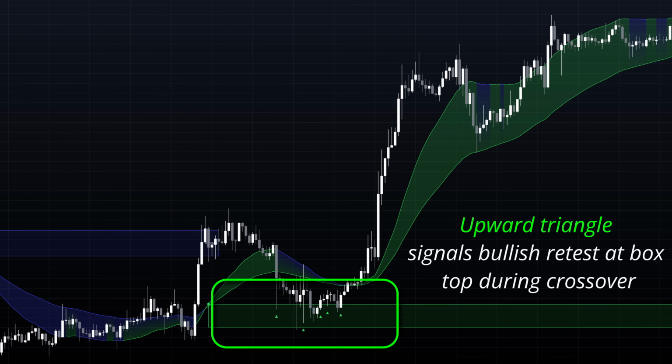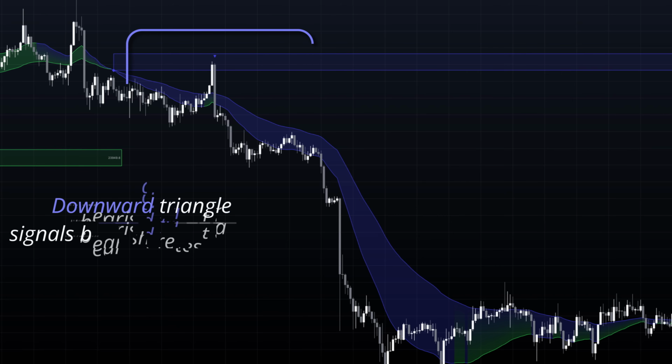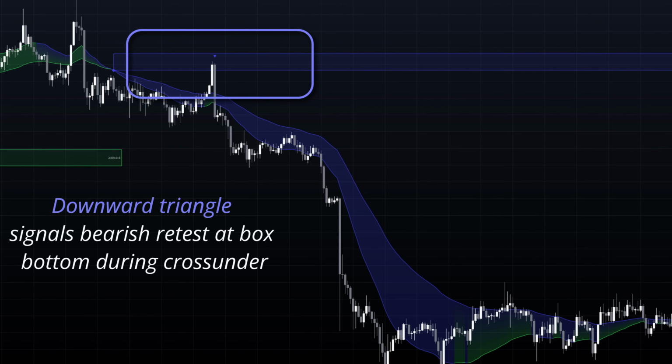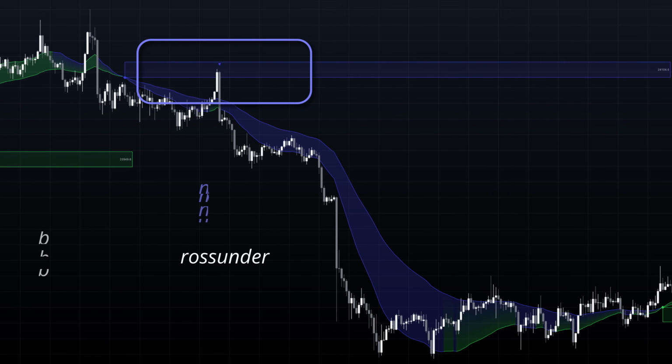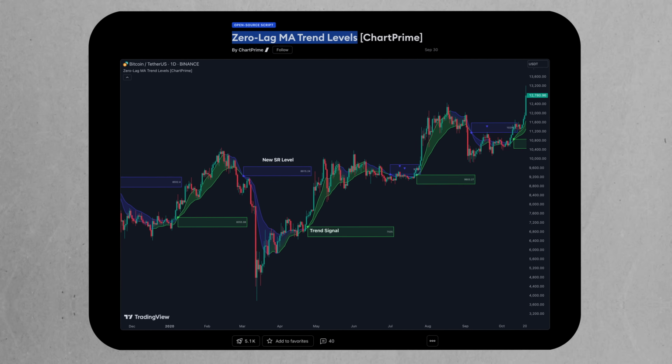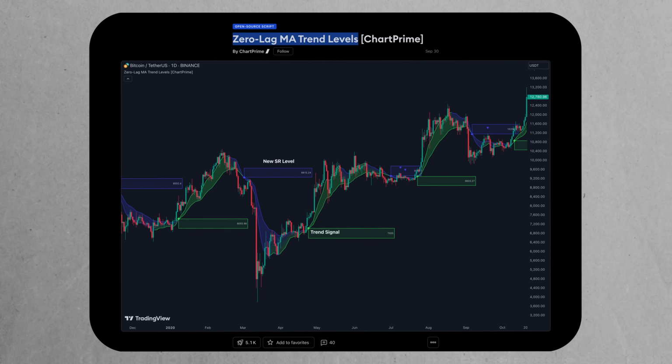An upward triangle appears when the price retests the top of a box during a bullish crossover, while a downward triangle appears when the price retests the bottom of a box during a bearish cross under. It's called the zero-lag MA trend levels by ChartPrime.